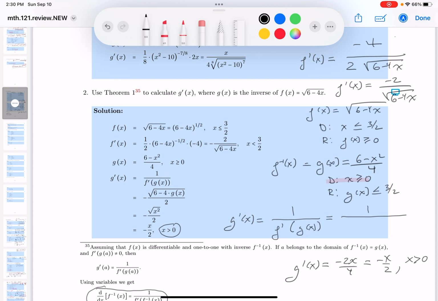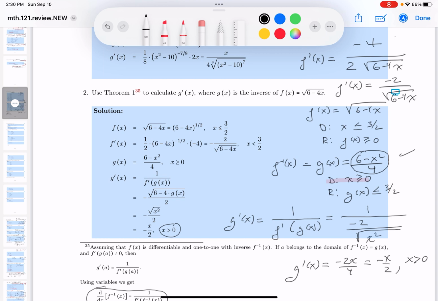And what do I got to do? I got to evaluate f prime at g. And this is what g is over here. Let me write that down for you. Minus 2, right? Divided by the square root. Gotta be careful here, don't I? And what do you get there? Well, 4 times this thing over here is going to be 6 minus x squared. So you're just going to get x squared.